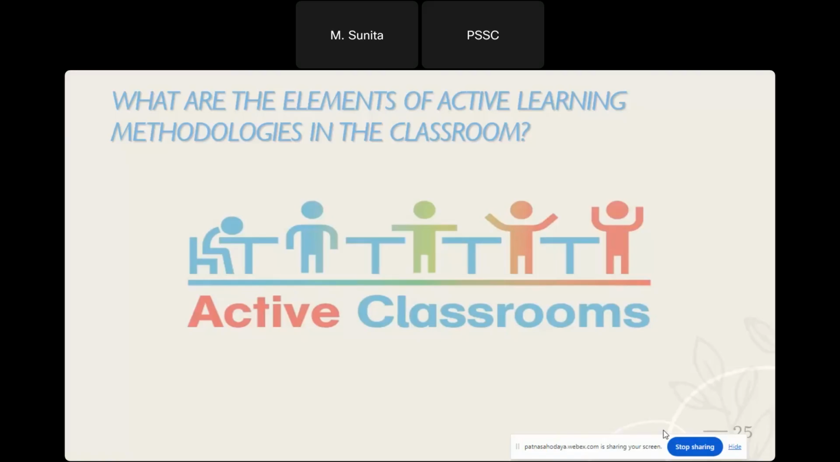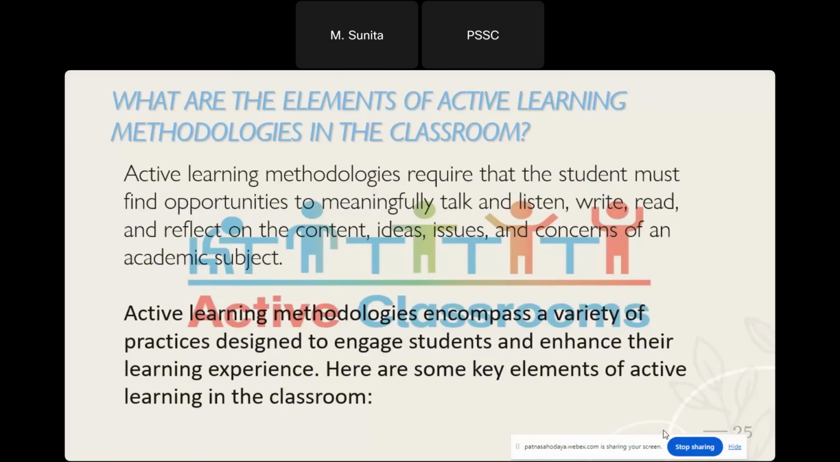What are the main elements of active learning methodologies in the classroom? Active learning methodologies require that the student must find opportunities to meaningfully talk and listen. Yes, we have to give the chance to the children. We have to give them opportunities meaningfully so that they can talk and listen. They have to write, read, and reflect on the content, ideas, issues, and concerns of an academic subject.